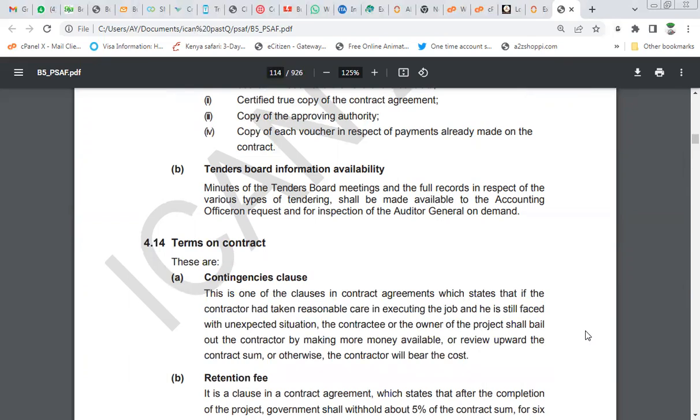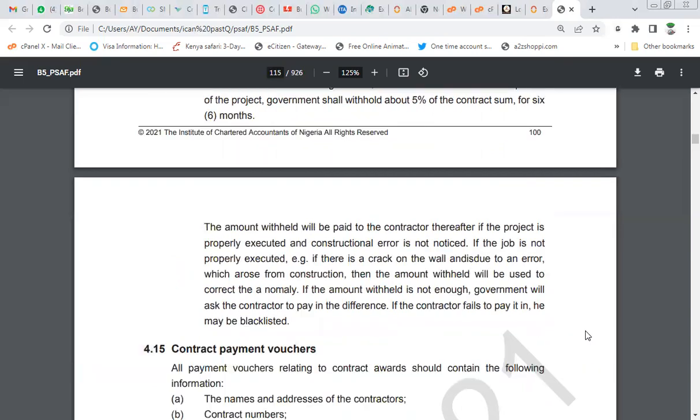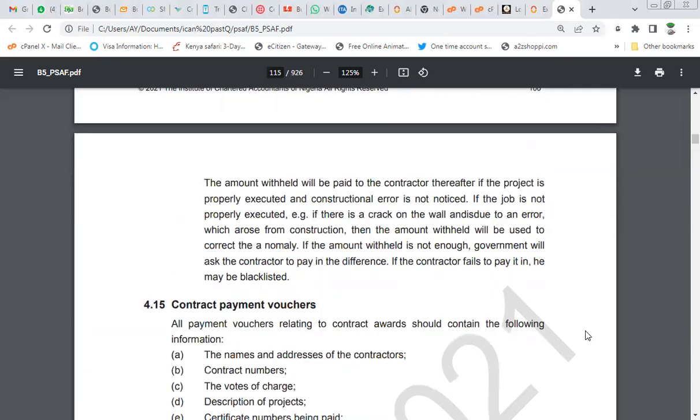So let's go to terms of contract. There are contingency clauses, retention fees, and contract payment vouchers. So let's go to the contingency clauses.